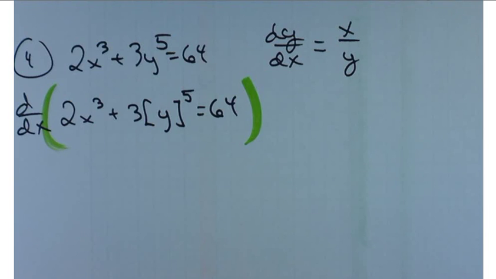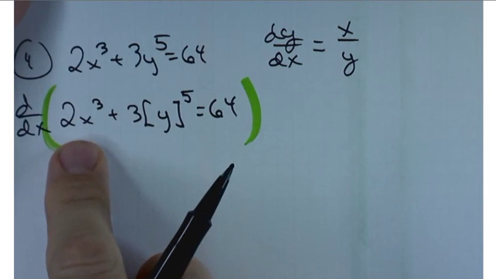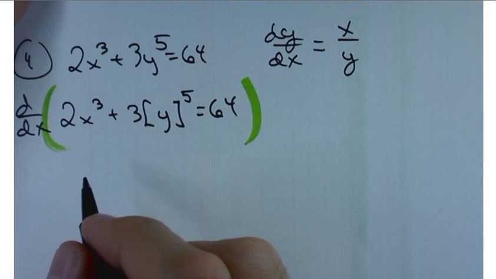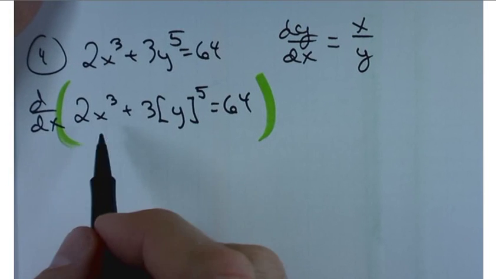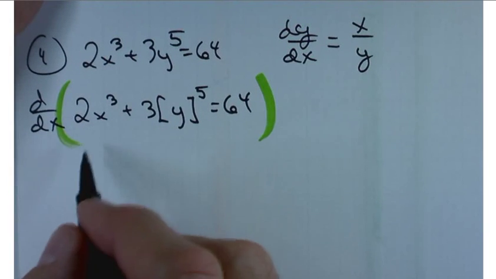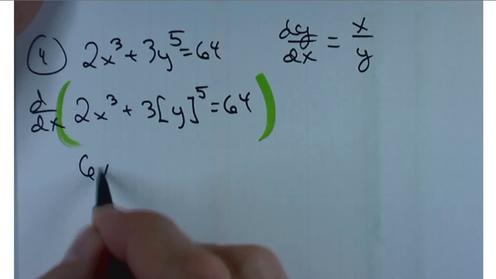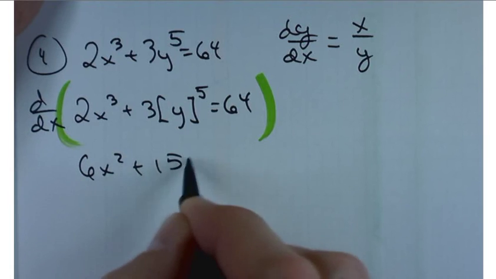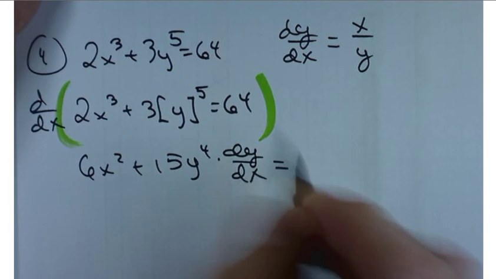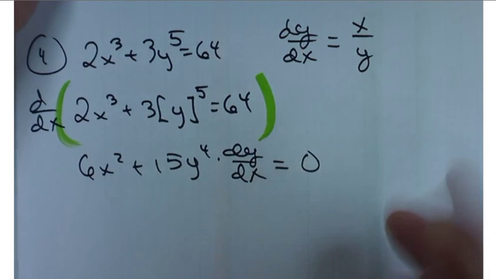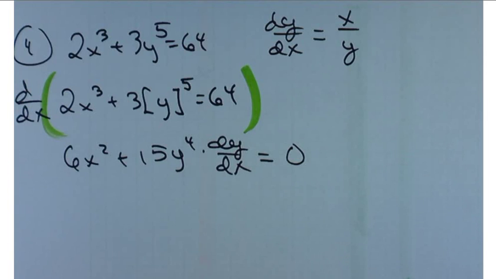All right, is it chain? What'd you get when you differentiated this? I'm just looking for the derivative right here. So good, and that equals 0. All right, so well done.